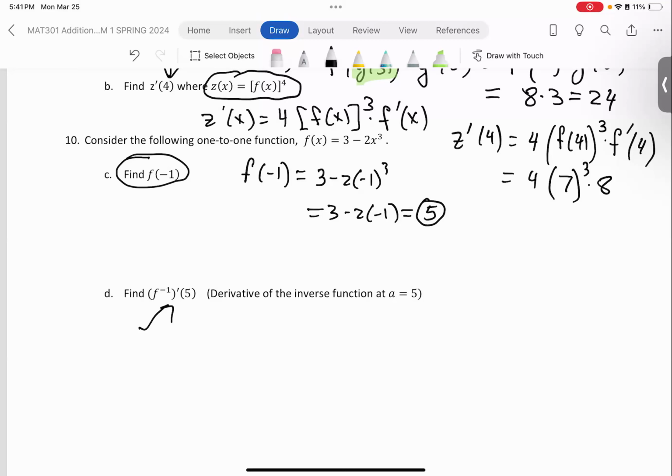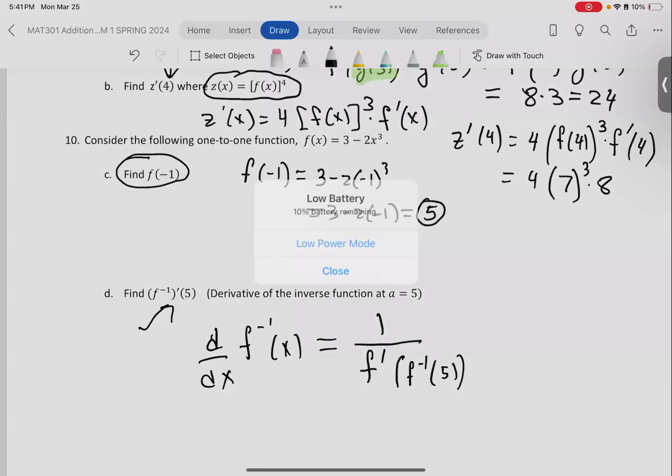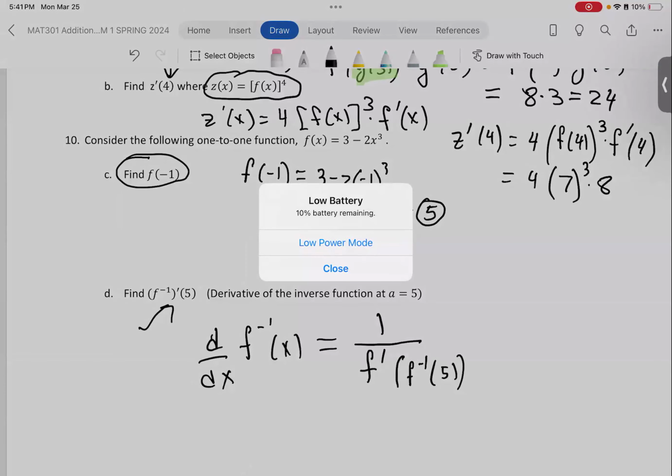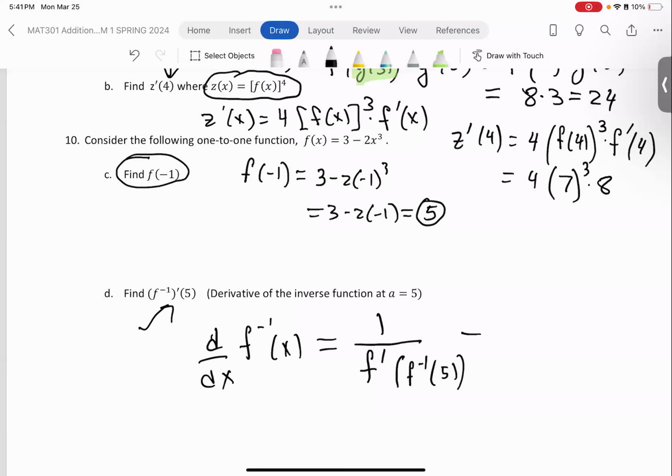And there's a theorem that says that when you're differentiating an inverse, let me write it like this. The derivative of the inverse function would be 1 over, so instead, the derivative of the inverse is going to be a reciprocal. So it's going to be 1 over the derivative of the original function evaluated at the value of the inverse. Oh, look at this. Just in time, it's going to die. All right.